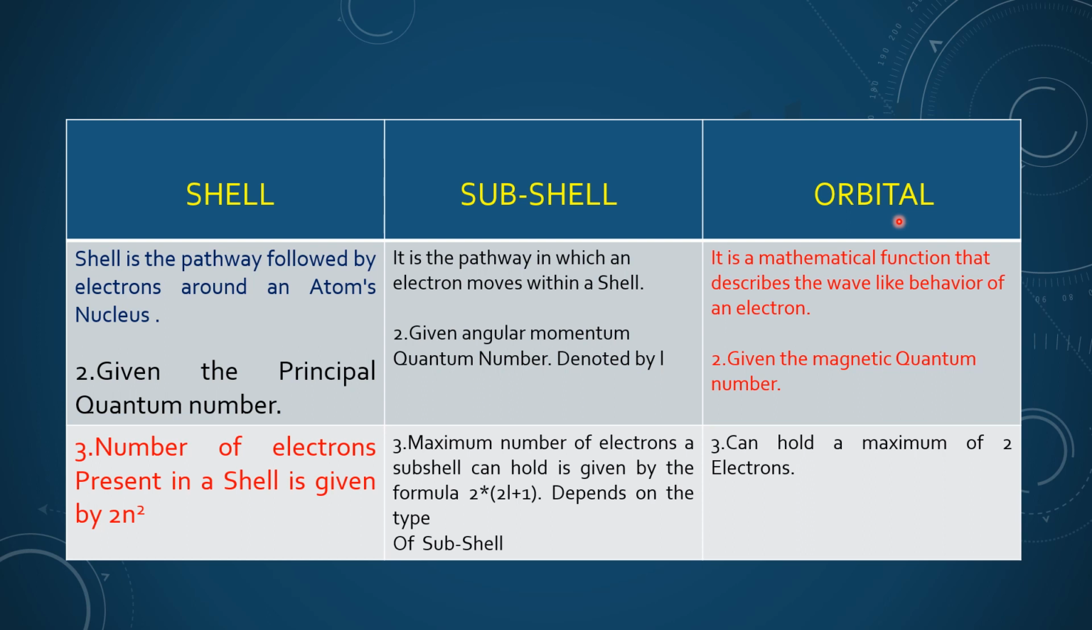Are you clear? It is the region around the nucleus where the probability of finding the electron is maximum. It is given by the magnetic quantum number and is denoted by ml. An orbital can hold a maximum of 2 electrons. How many electrons are present in an orbital? Only 2 electrons are present in an orbital. Are you clear about that one?